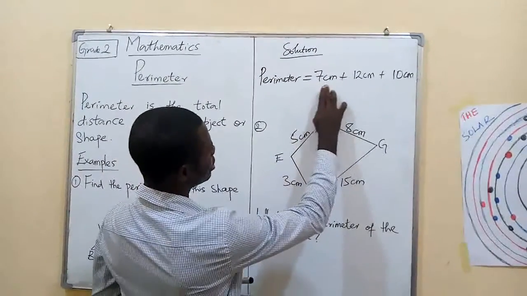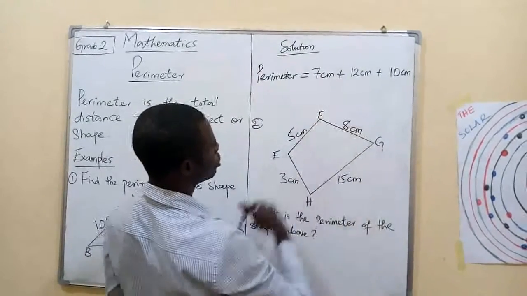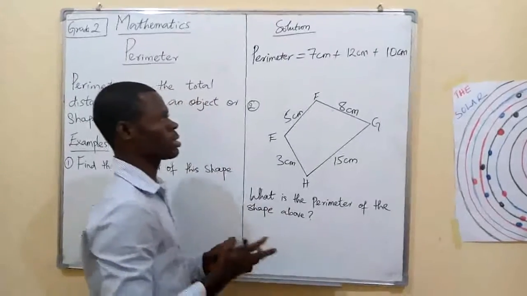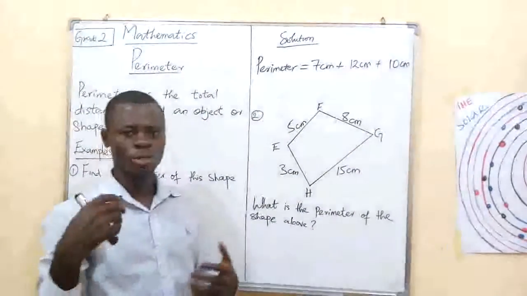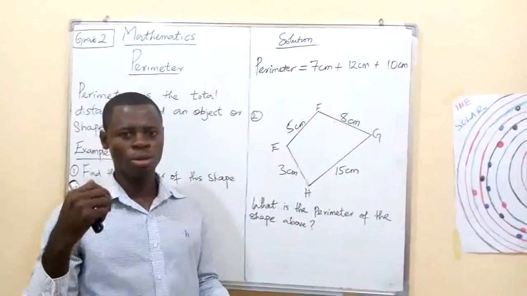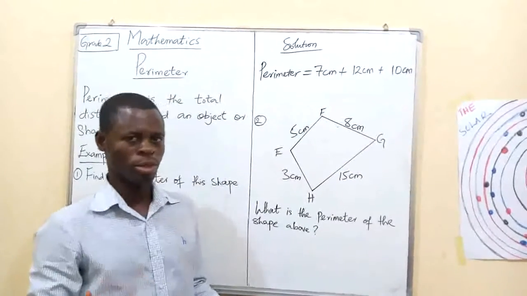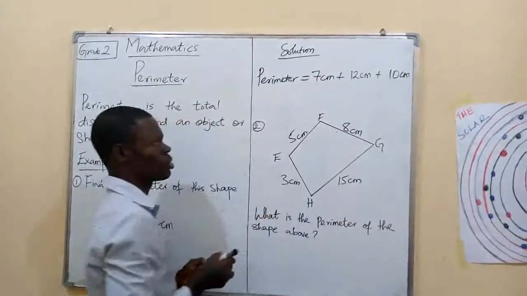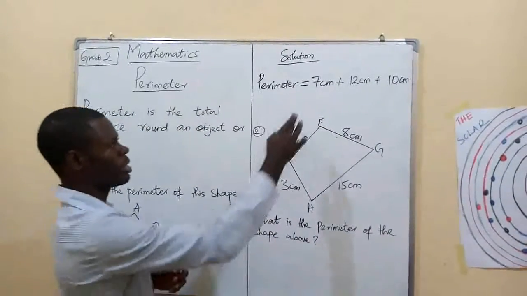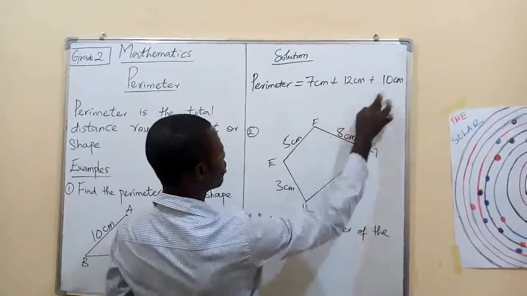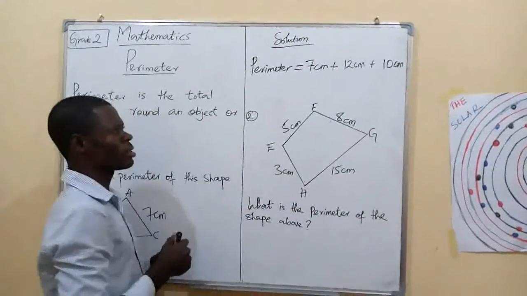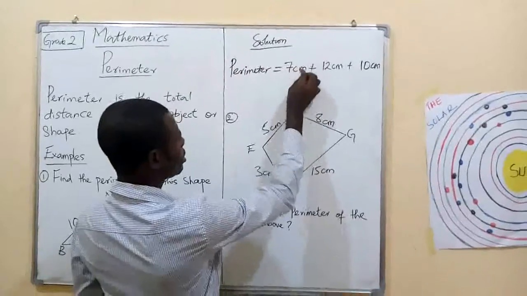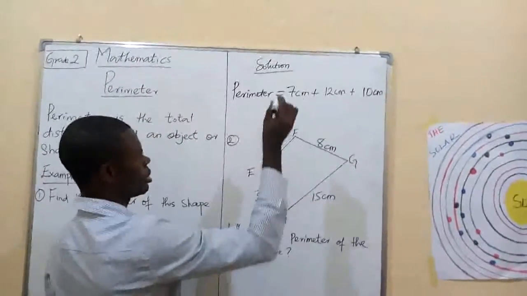Alright, what we have here is 7 centimeters plus 12 centimeters plus 10 centimeters. You either use your strokes or you use your counters or box it up to add. So let's use strokes here to represent the numbers, so that we can find it easier to add the numbers together.